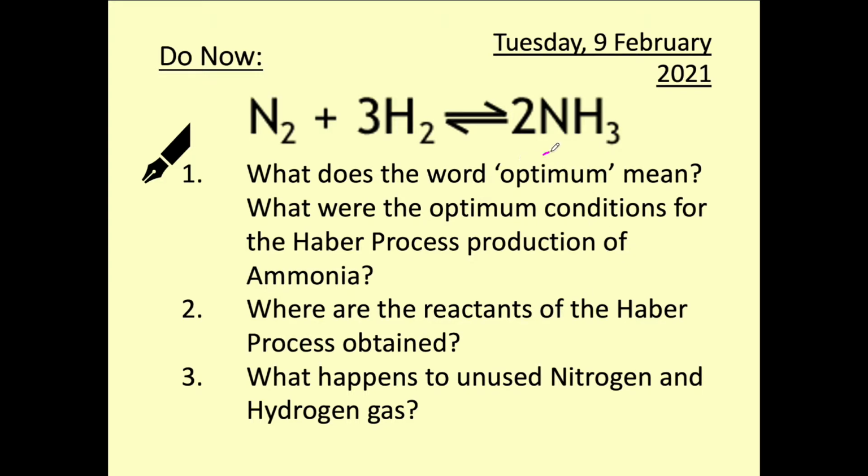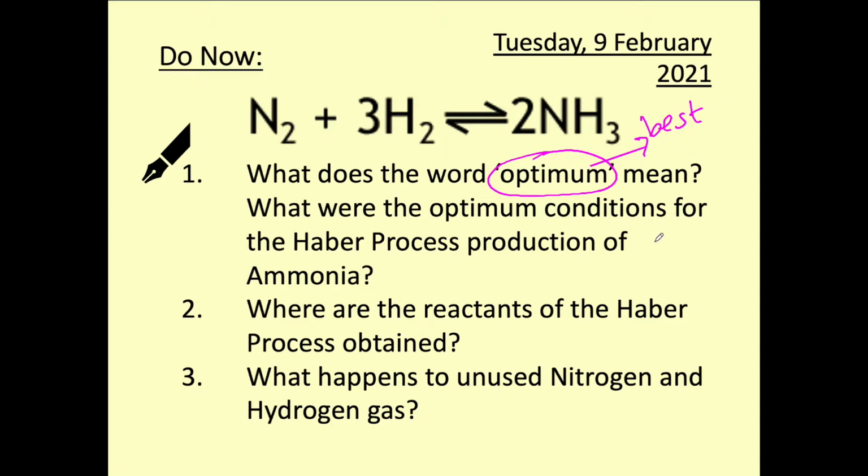So the word optimum means best. So when we're thinking about our optimum conditions, we're thinking about what was best in terms of the yield of our reaction, so considering Le Chatelier's principle, how quickly that equilibrium can be reached in terms of the efficiency of the process, and then also the cost of putting those conditions into place, because obviously this is an industrial process and companies are going to want to make sure that it is profitable.